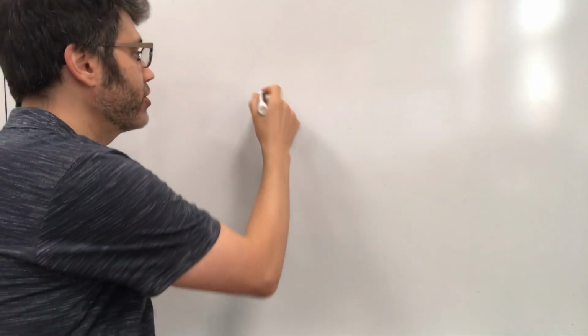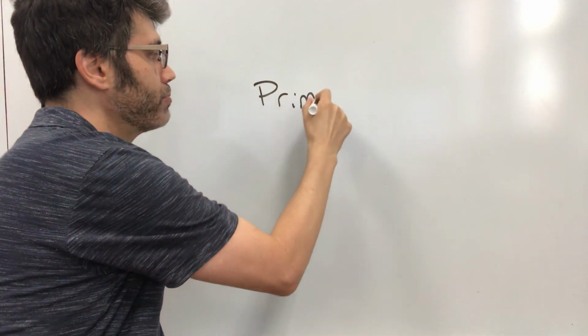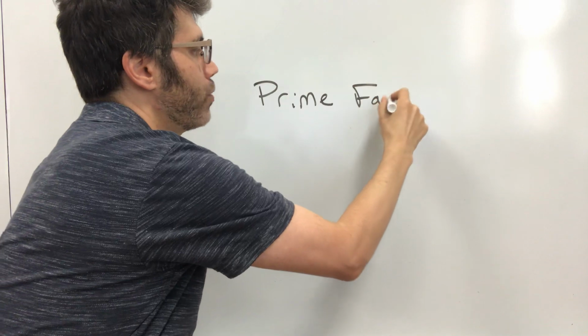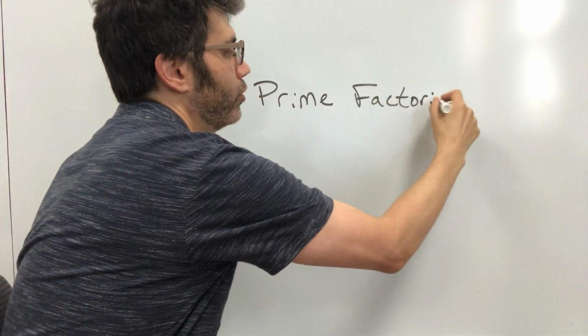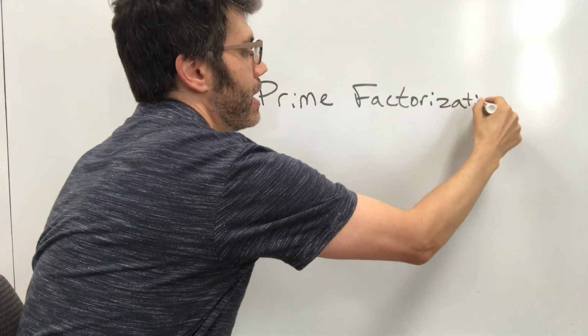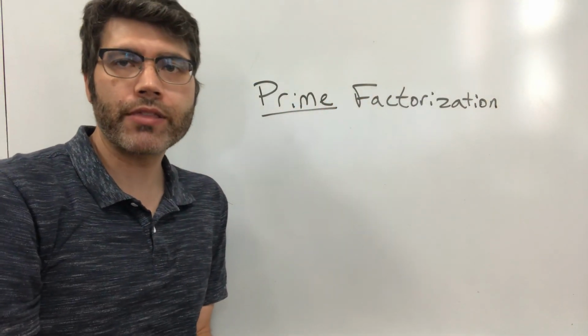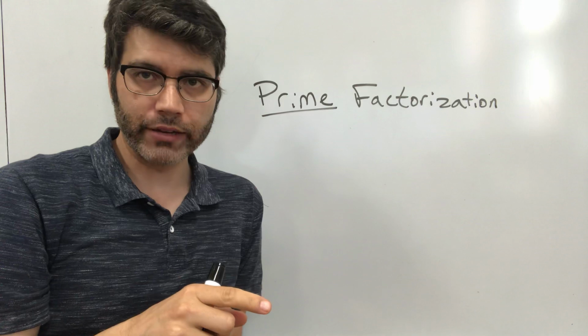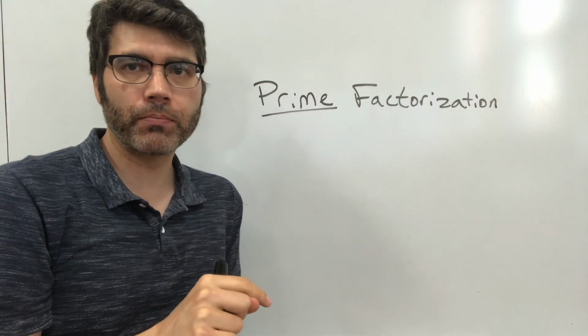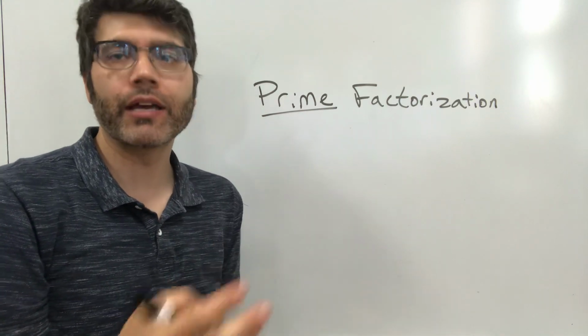Today I'd like to talk about prime factorization. So in order to talk about prime factorization, we need to first understand what the word prime means and what the word factor means. And so the word prime, a prime number is a number greater than 1 that is only divisible by 1 and itself.